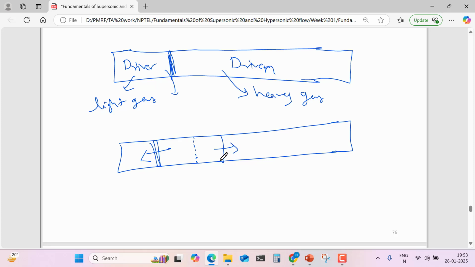Due to this moving shock, the pressure and temperature of the air will increase, and due to this expansion wave, the pressure and temperature of the driver will decrease, and the change will be such that at the contact surface, pressure and velocity will be the same. There will be a difference of temperature, density, entropy, but these two conditions, pressure and velocity, will be the same.